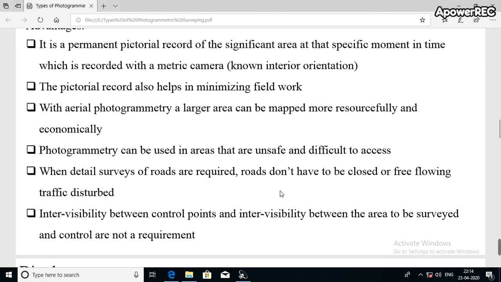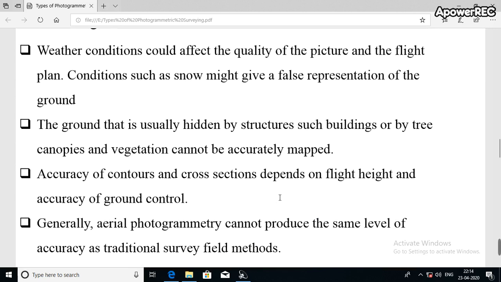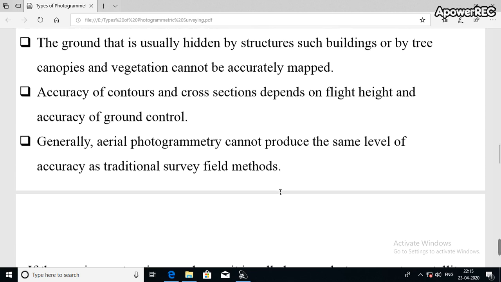But there are some disadvantages. Obviously, weather conditions will definitely affect it. Ground with tall structures will not be easy to capture data from, and also aerial photogrammetry cannot produce the same level of accuracy. So accuracy is a big concern in the case of aerial photogrammetry.